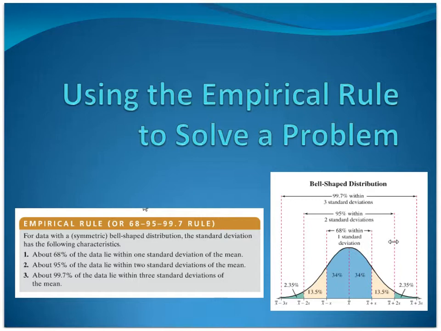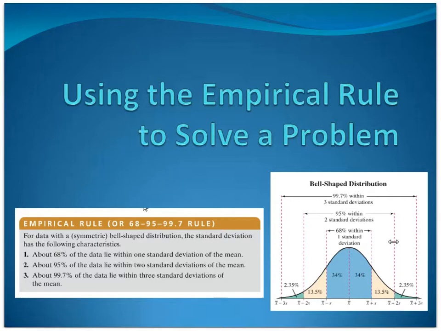The empirical rule tells us that when we have a symmetric or bell-shaped distribution, the standard deviation will have the following characteristics. Approximately 68% of the data will fall within 1 standard deviation of the mean. In other words, if I add 1 standard deviation to the right of the mean or subtract a standard deviation to the left of the mean, I will capture about 68% of the data. About 95% of the data will lie within 2 standard deviations of the mean, and about 99.7% of the data will be captured within 3 standard deviations of the mean.